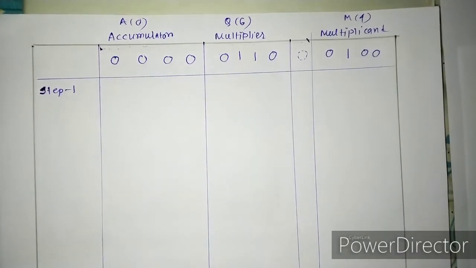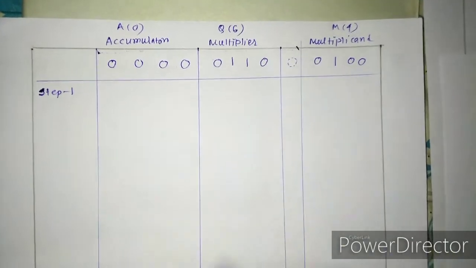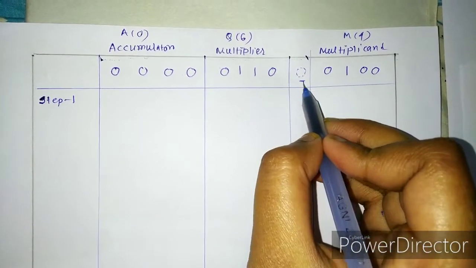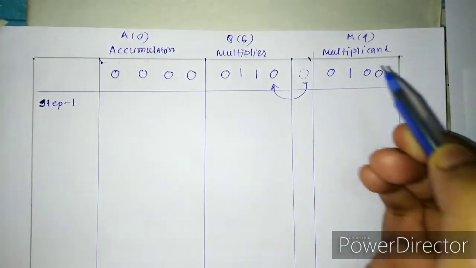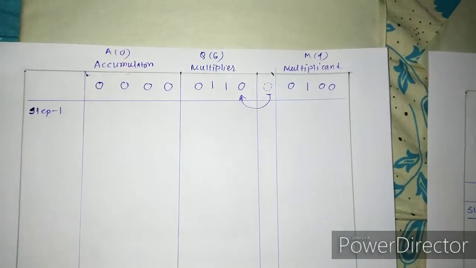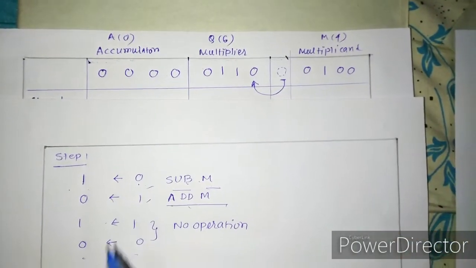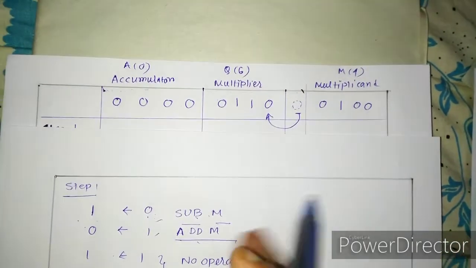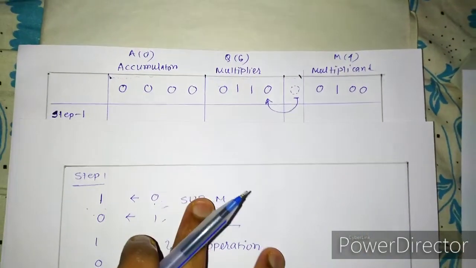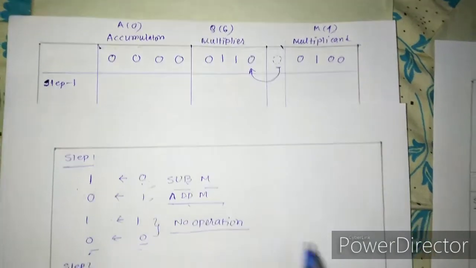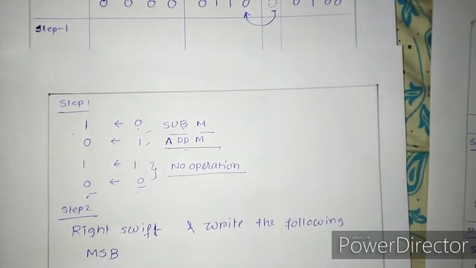Let us start. Step 1. Check the imaginary bit with the LSB. Whether it is 0 to 1, 1 to 0, or 1 to 1, or 0 to 0. As we can see here, it is 0 to 0. When there is 0 to 0, there should be no operation, only a right shift.